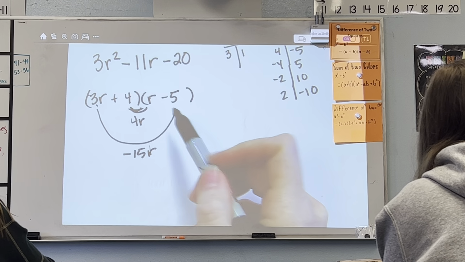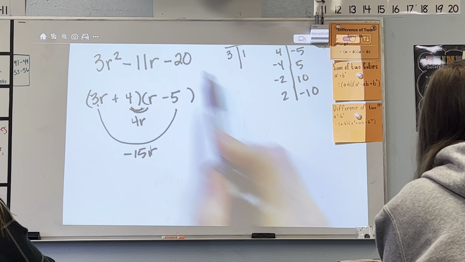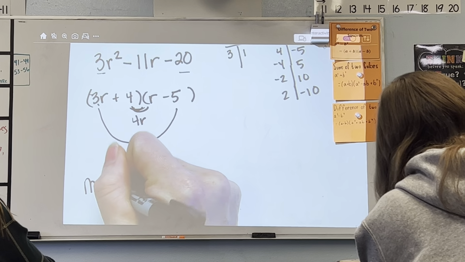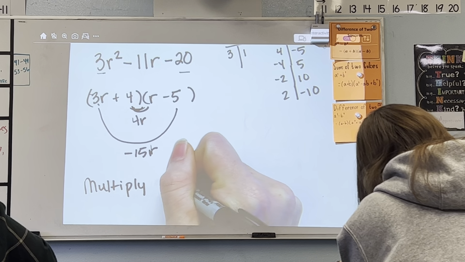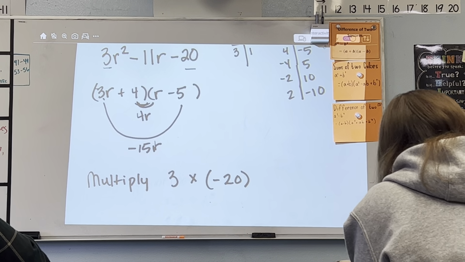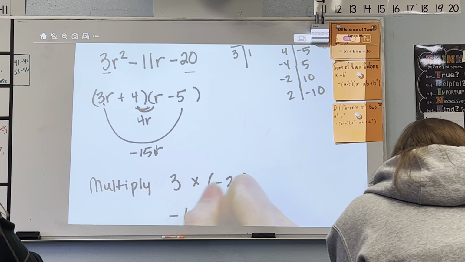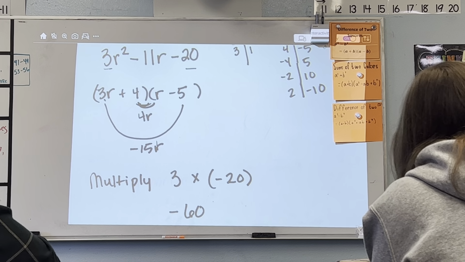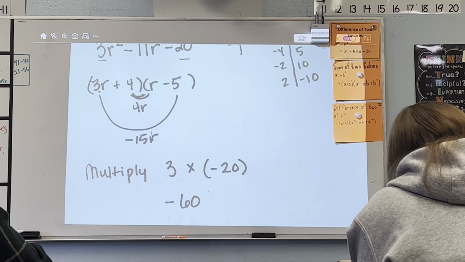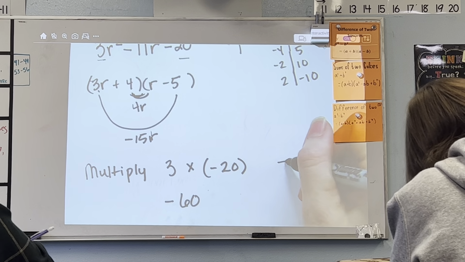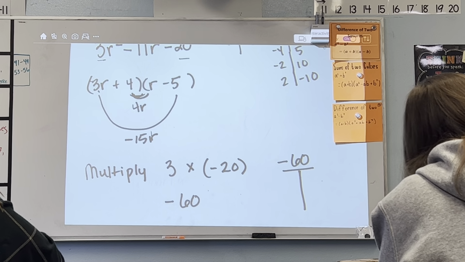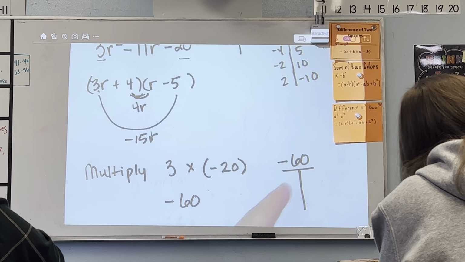Alright. So, the other method is to start out by multiplying this times this. So multiply 3 times -20. That gives us -60. Now, we're going to find factors of -60 that multiply to give me -60, but add to give me -11.